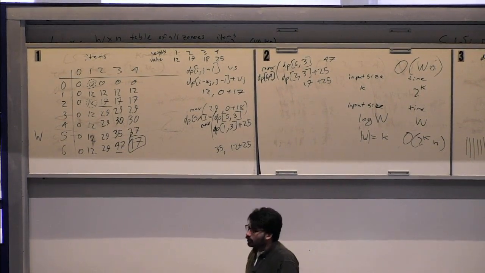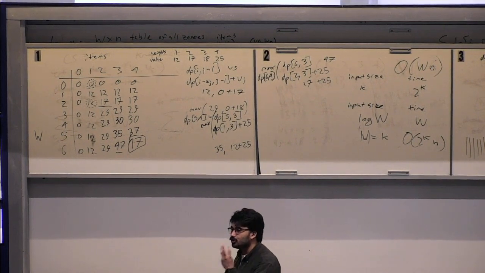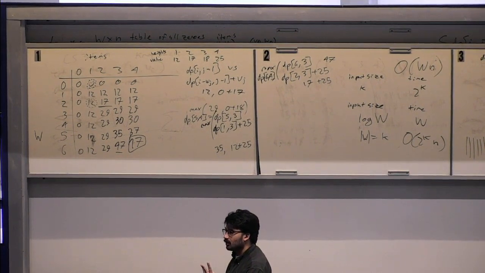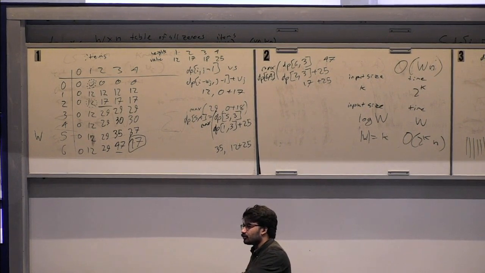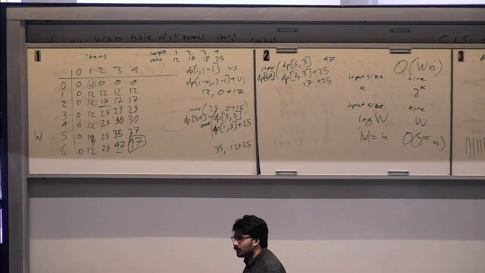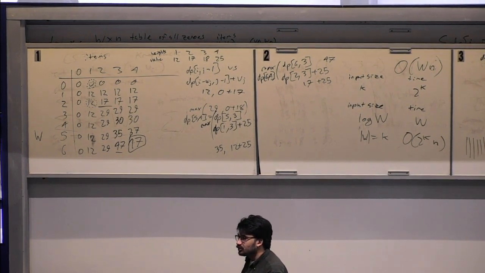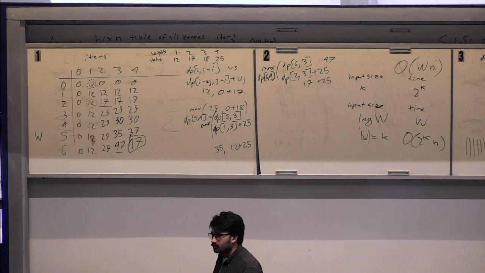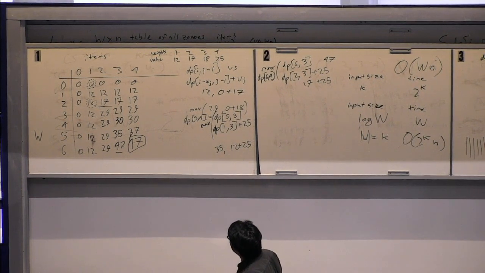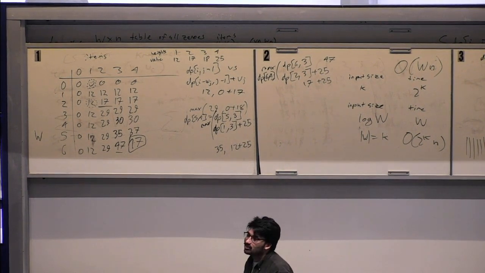dp of 2 comma 3 corresponds to you can hold 2 pounds and you can choose between the first three items. So without getting into the actual recurrence, let's just solve this on a local level. You can only hold weight 2 and you have three items to choose from of weights 1, 2, and 3. The max you can steal is one item. So you just take the max of 1, 2, and 3, which is going to be 12, 17, and 18. So it's just going to be 17.